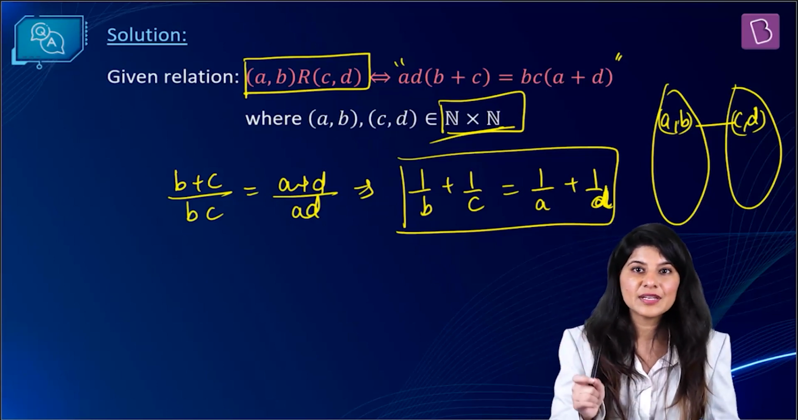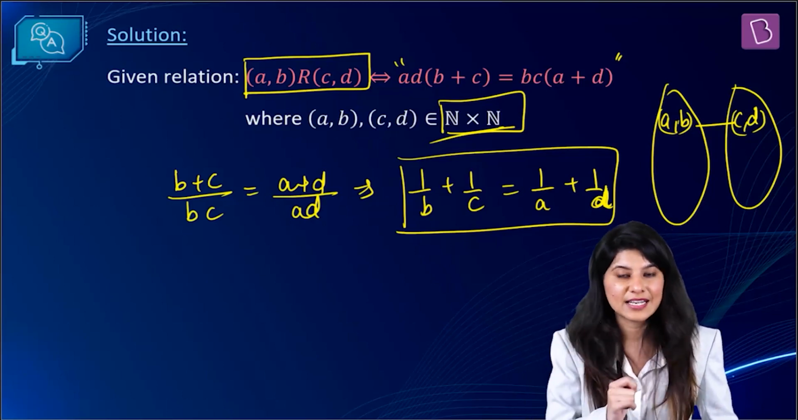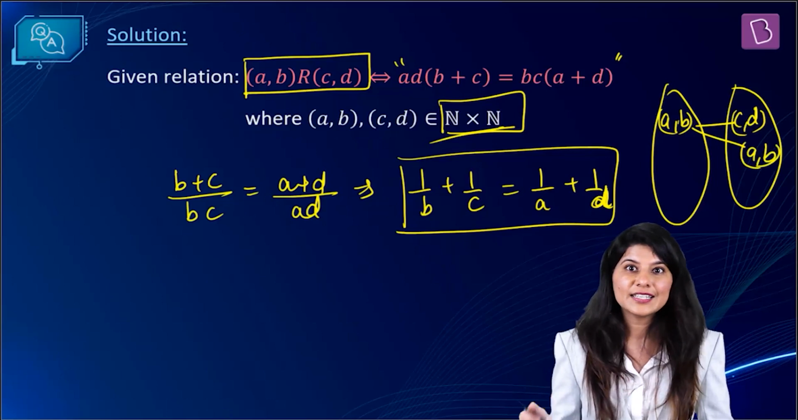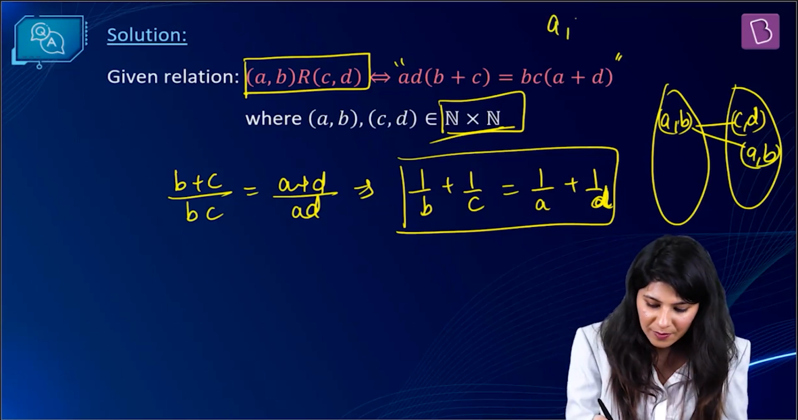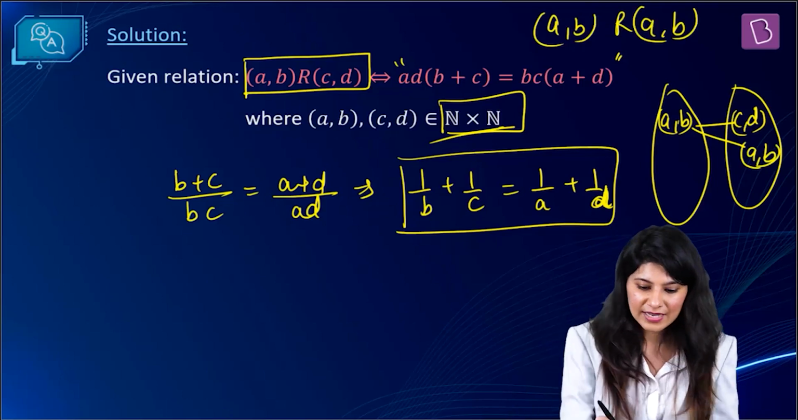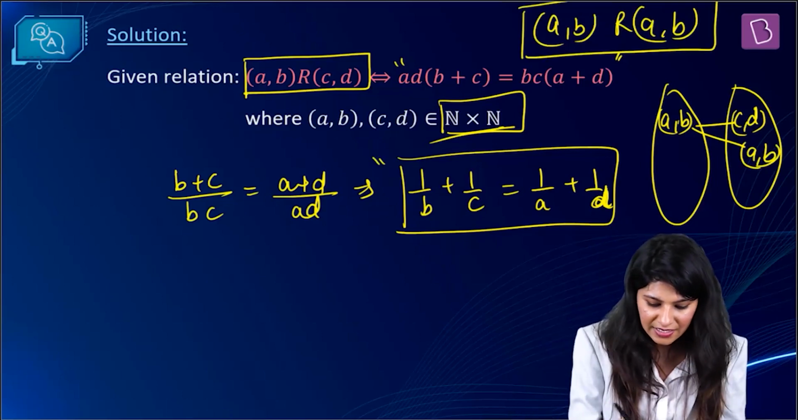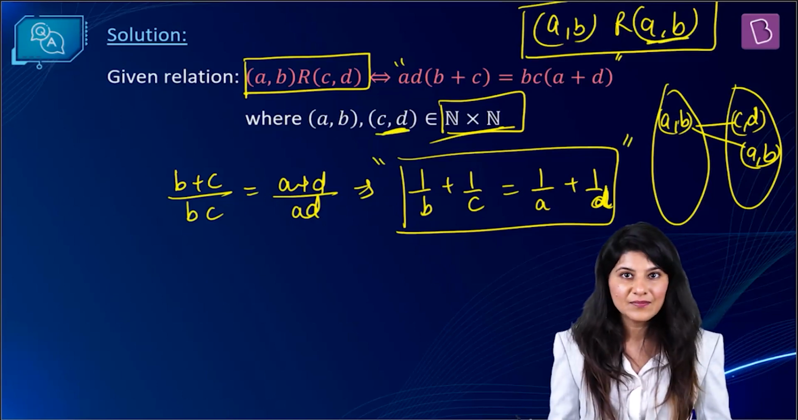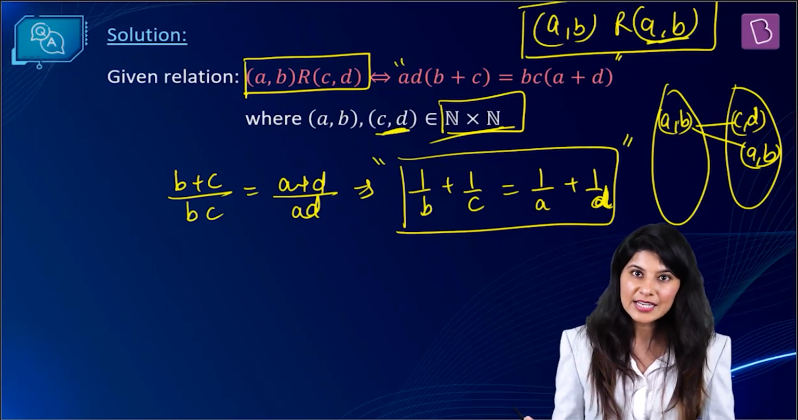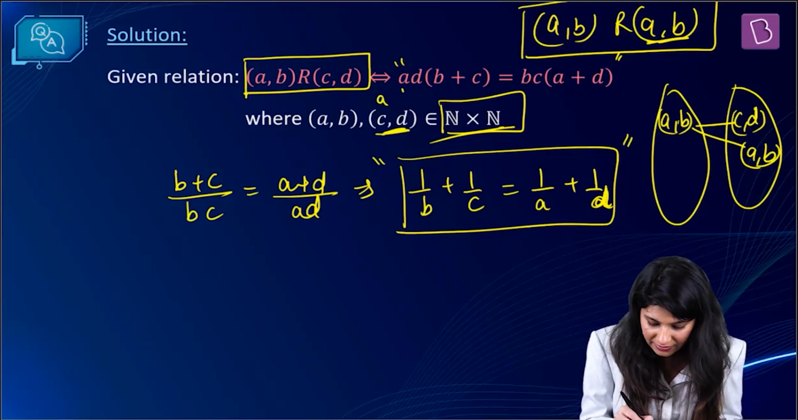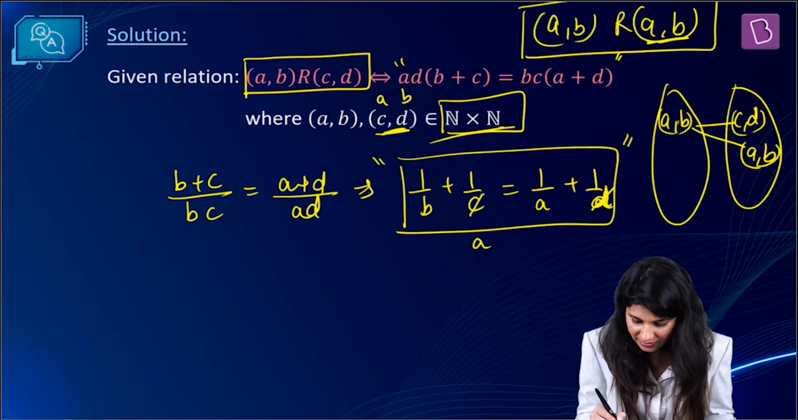Each and every element of set A should be related to itself. That means (A, B) and (A, B) should be related to each other. If this is there, then in here, if I replace (C, D) with (A, B), this should hold true. So let's replace C by A and D by B, just like this.